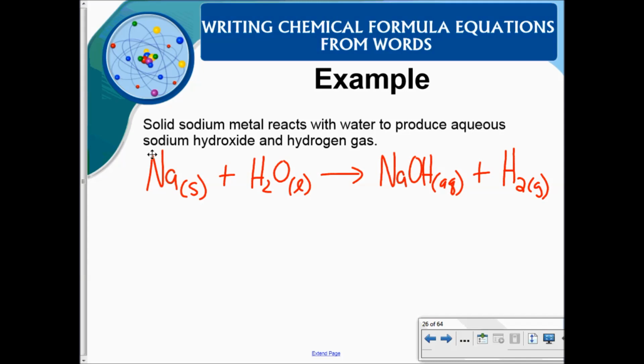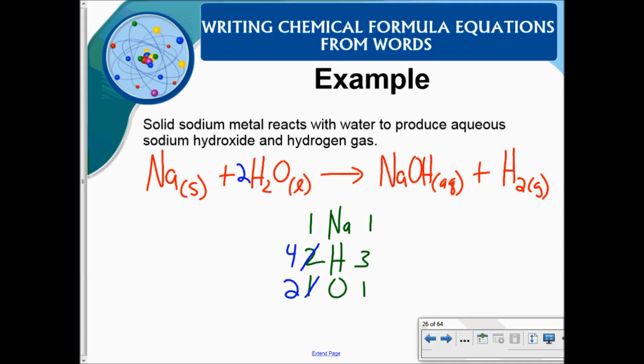And then we need to make sure we balance this. So we have sodium, hydrogen, oxygen. We have 1, 1, 2, 3, and then 1 and 1. So what will we need to do to balance this? So we could put a 2 here. If we put a 2 here, that makes us have 4 hydrogens and 2 oxygens.